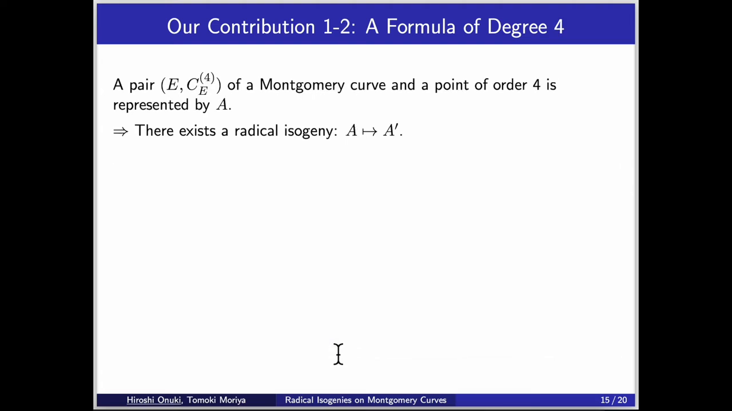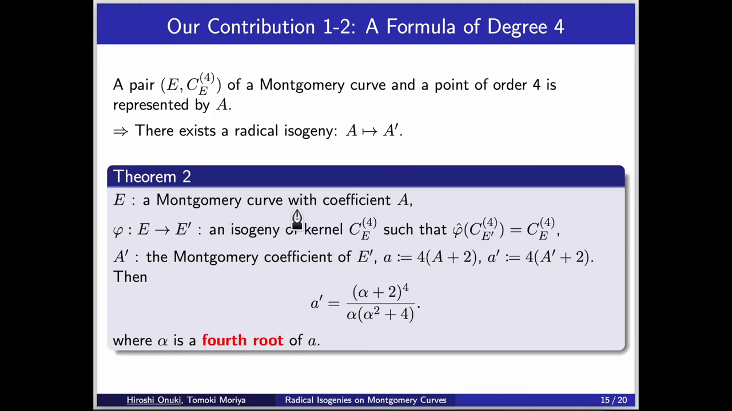The next is a formula for degree 4. The Montgomery quotient naturally determines a cyclic subgroup of order 4 on the Montgomery curve. So there is a radical isogeny between Montgomery quotients. Let E be a Montgomery curve with quotient A, and phi be an isogeny of kernel C_E4 that satisfies this condition. And let A' be the Montgomery quotient of the codomain of phi, and define small a and small a' as this and this. Then small a' is computed by this, where alpha is a fourth root of small a.